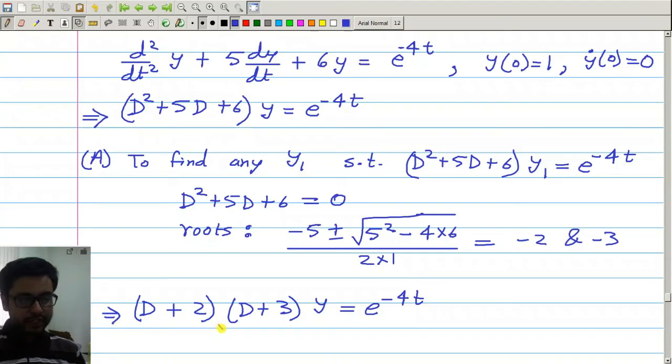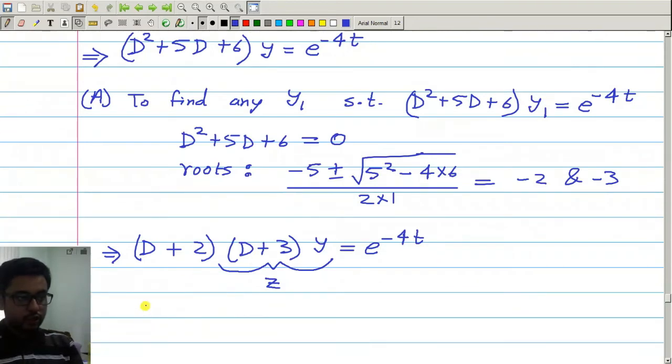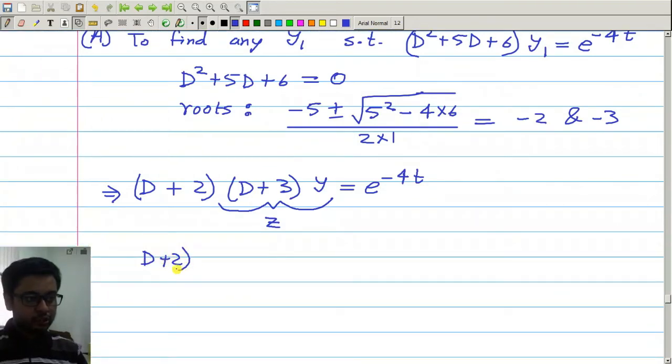Now let me define this term as z. So we have (D plus 2) acting on z is equal to e to the power minus 4t. The input here is of the standard form, an exponential multiplied by a polynomial. In this case, the polynomial is very trivial, it is 1. And this is a first order differential equation.